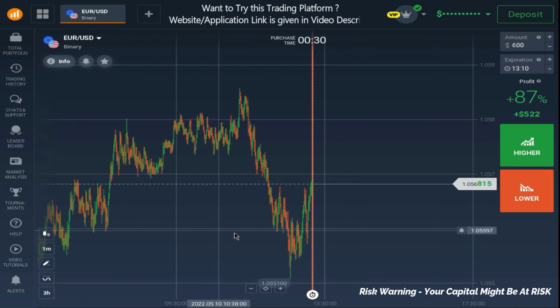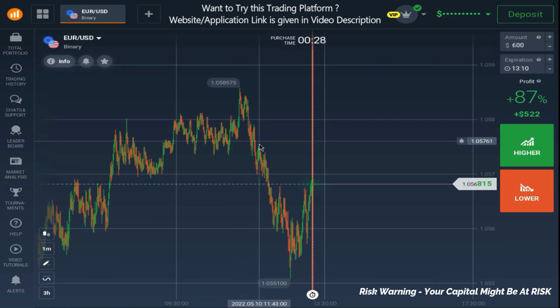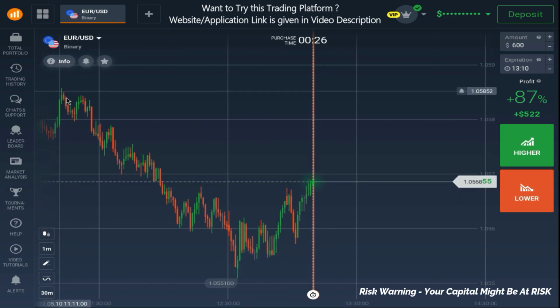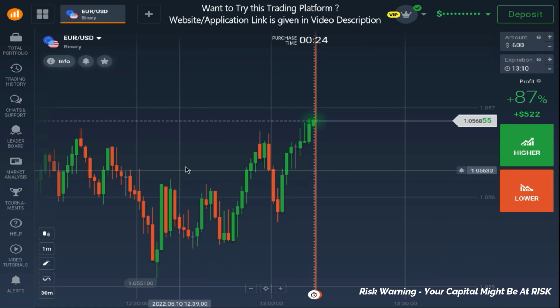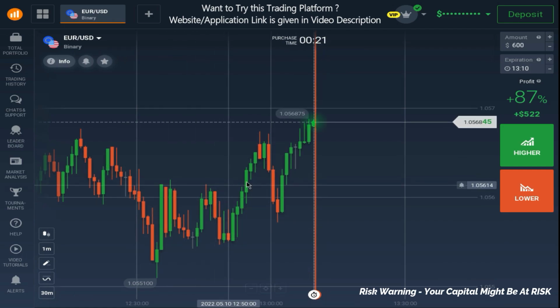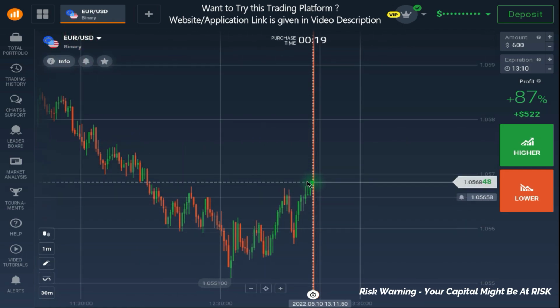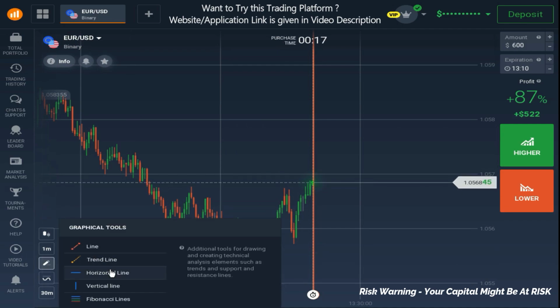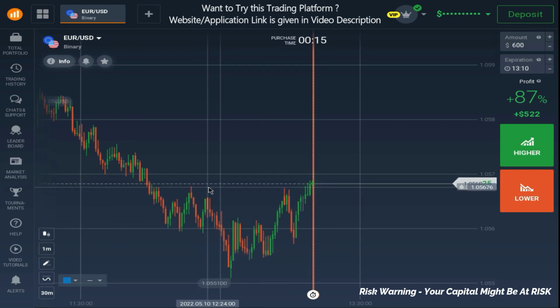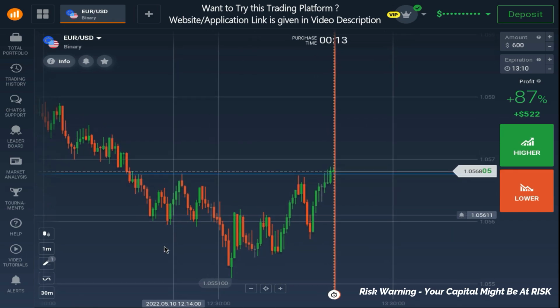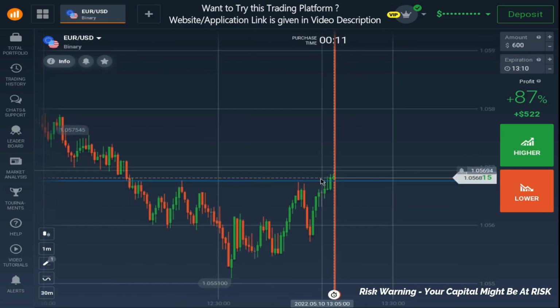So right now, as you can see, previously the market was moving in the downward direction, which means the trend was a downtrend, and right now the market is changing its trend. And here I can see that the market broke the structure. The market structure has been broken by the price action.